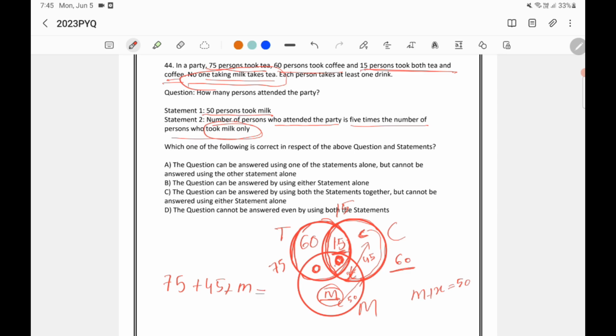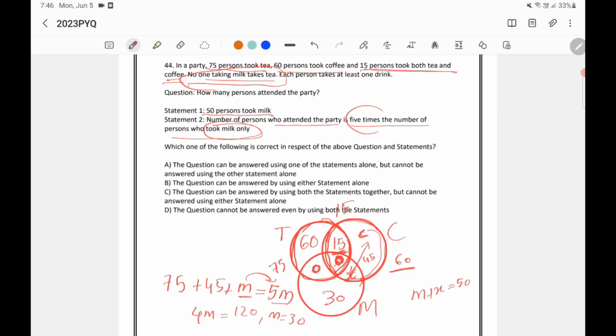So this is equal to 5 times the number of persons who took milk only. So this is equal to 5 times M. So from here you can calculate what is M. If I bring M here, it will become 4M. So 4M is equal to 75 plus 45, it's 120, and M is equal to 30. So we got that M is 30 using statement 2.